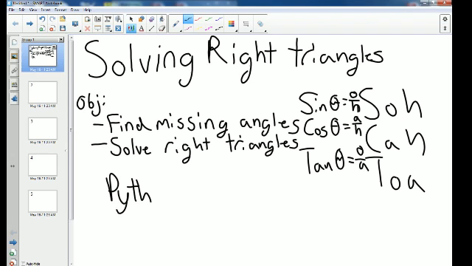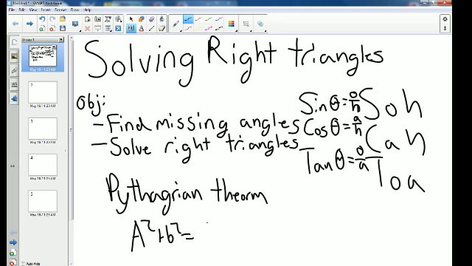Pythagorean theorem, which is a squared plus b squared equals c squared. And we're going to need to know that for finding all the sides.